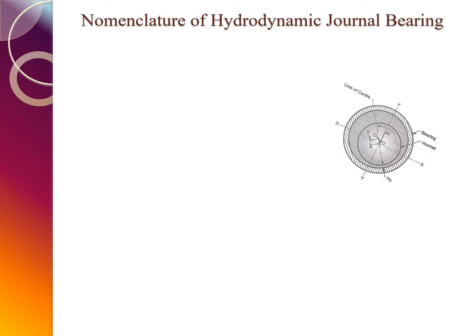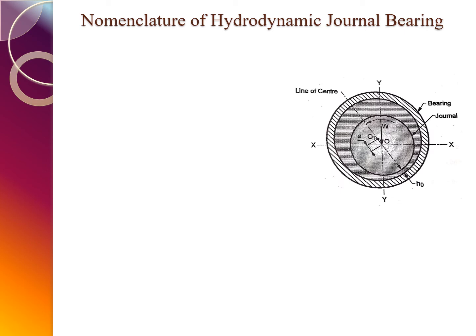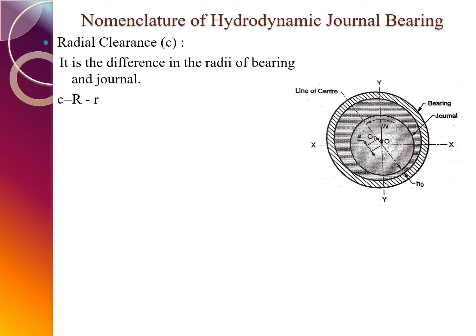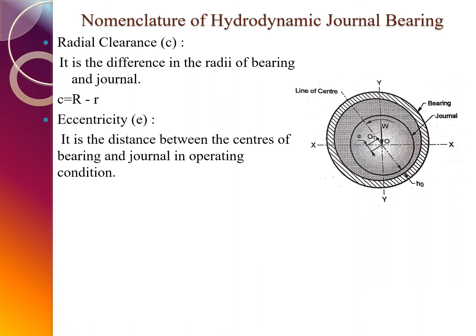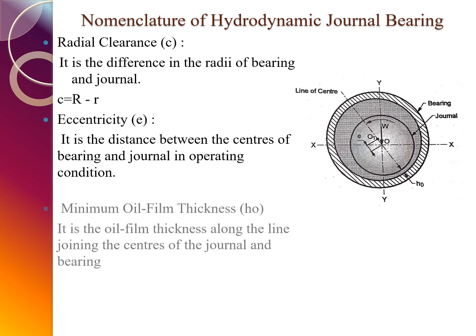Nomenclature of hydrodynamic journal bearing. See, this is the hydrodynamic journal bearing. Bearing encloses the journal. W load is acting on a journal perpendicular to the rotation and a wedge shape is created. So, radial clearance small c is the difference in radii of bearing and journal, equal to capital R minus small r. Eccentricity is denoted by small e. It is the distance between the centers of a bearing and journal in operating conditions.